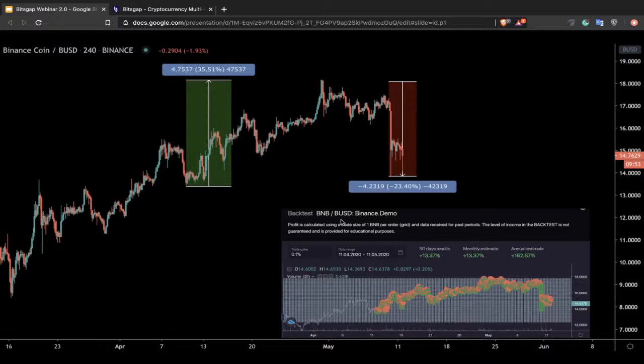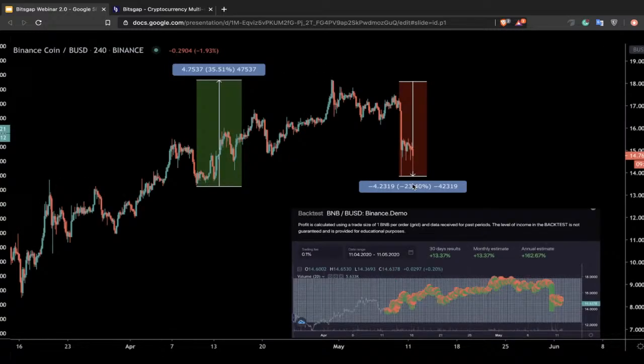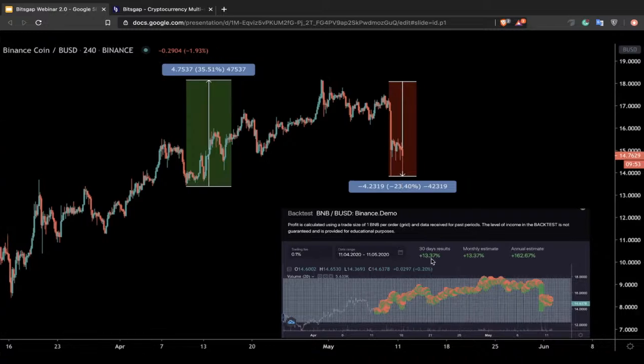Another example, BNB trading to BUSD. For the same period, 11th of April to 11th of May, your return would be 13%. All right, so in case of NG, it was 34%. And in case of BNB trading to BUSD, that was only 13%. So from the point of inception to the highest high, we were up by 35%. The price has appreciated by that amount. And then, in this case, the risk was minus 23%.